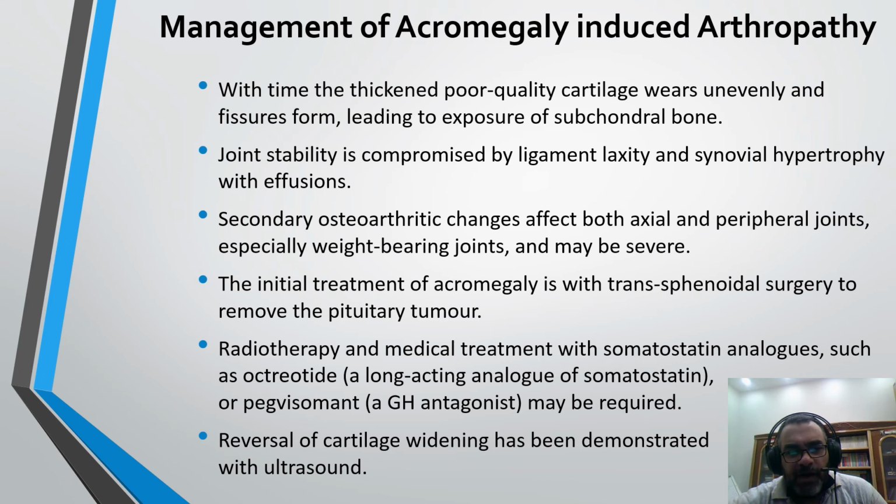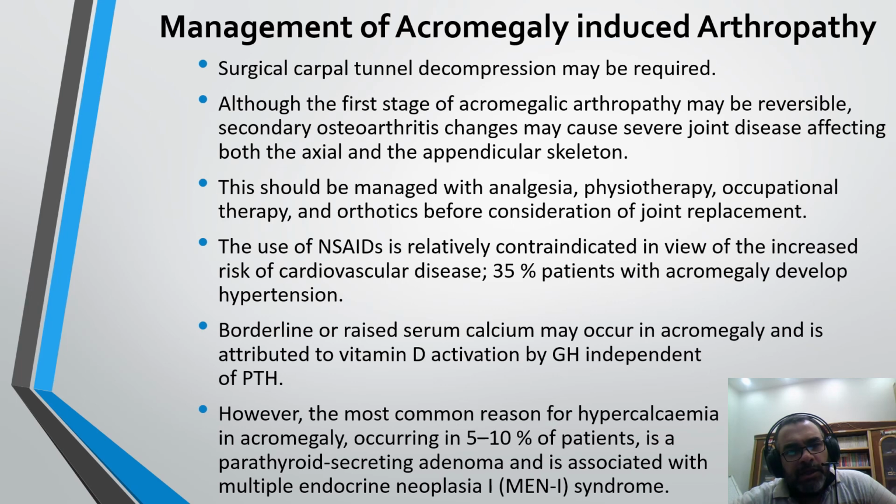The initial treatment of acromegaly is transsphenoidal surgery to remove the pituitary tumor. Radiotherapy and medical treatment with a somatostatin analog such as octreotide, a long-acting analog of somatostatin, or pegvisomant, a GH antagonist, may be required. Pegvisomant, the name of the drug. Reversal of the cartilage widening has been demonstrated with ultrasound. Surgical carpal tunnel decompression may be required in some cases.